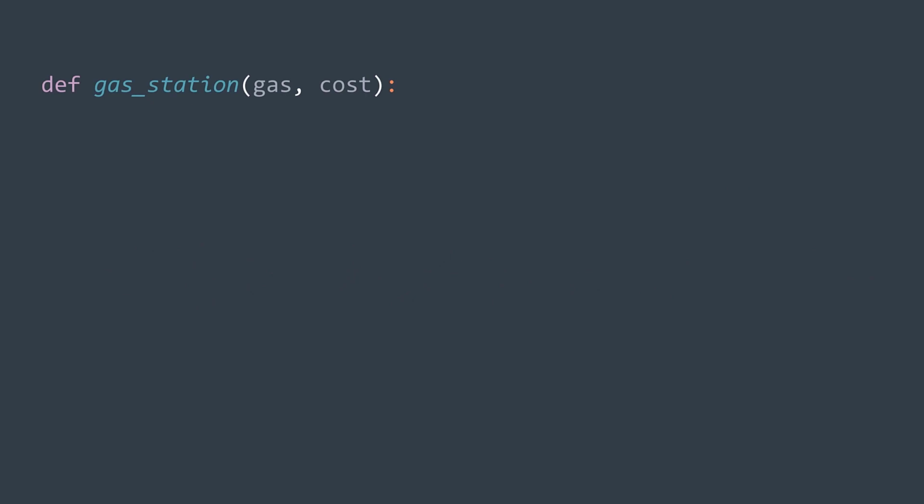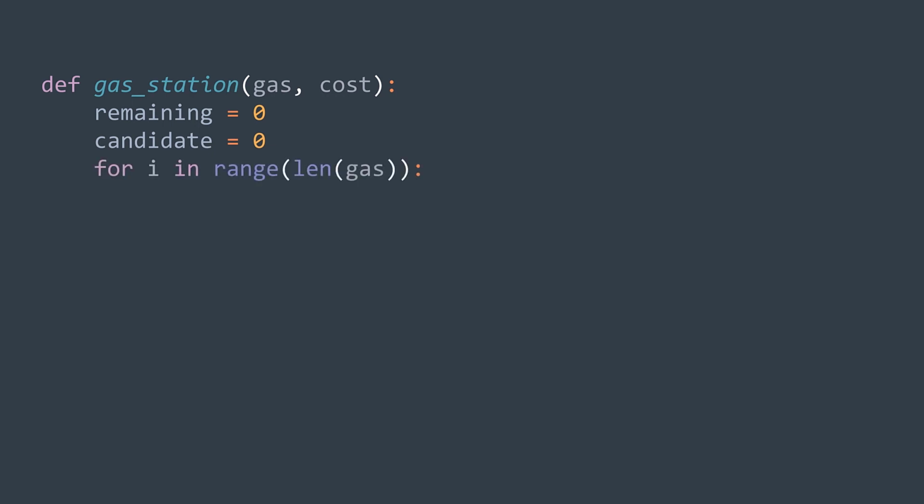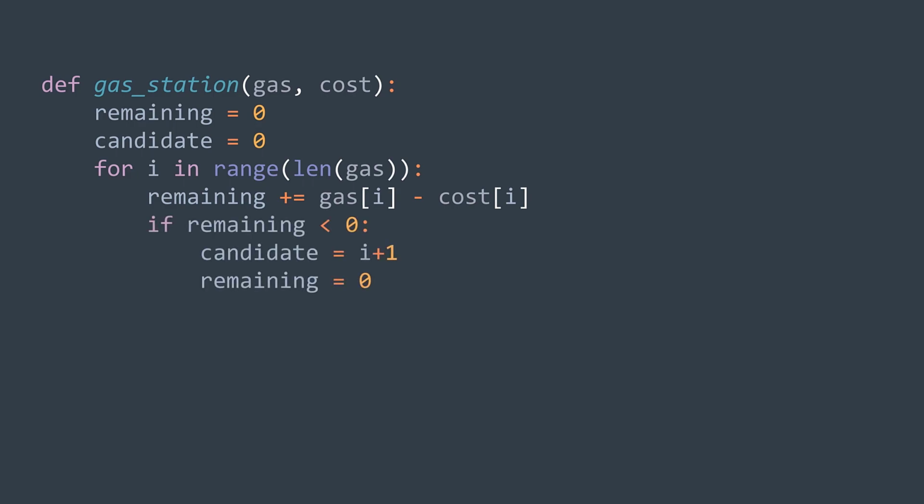Let's jump to the code to understand all of this. Remaining starts at 0, and same thing for candidate, because at the beginning we assume that the first station is the candidate, the potential valid station. Now we start traversing stations. For each station, we update remaining gas, we add gas of I and subtract cost of I. And if remaining becomes negative, we say that we start again from I plus 1, it becomes a new candidate, and remaining becomes 0 because we will start again.